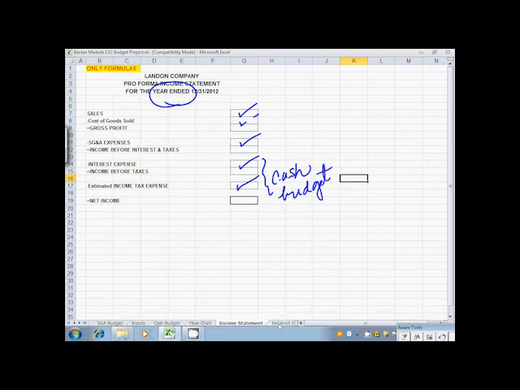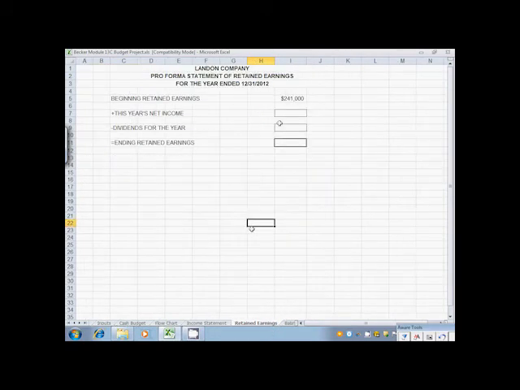When we do our retained earnings statement, very easy. The only one that we need to talk about would be dividends, and you'll recall that it was on our cash budget that we entered dividends in the 4th quarter as a disbursement.